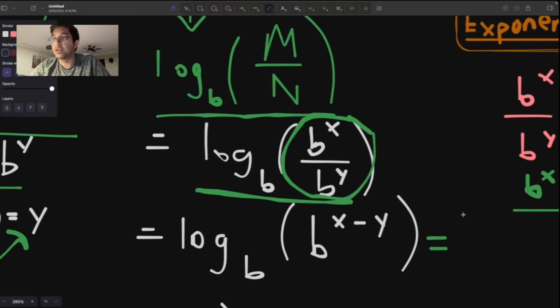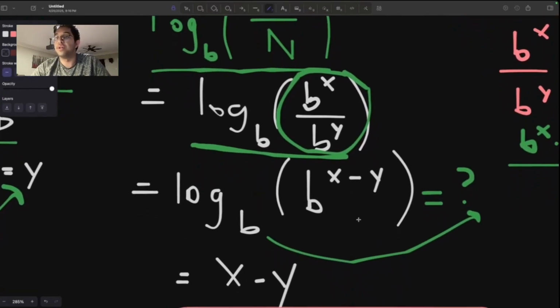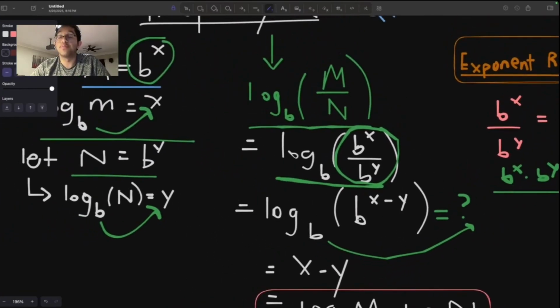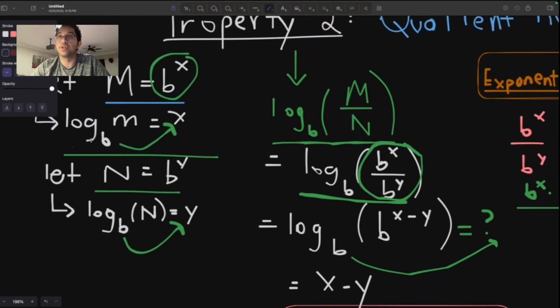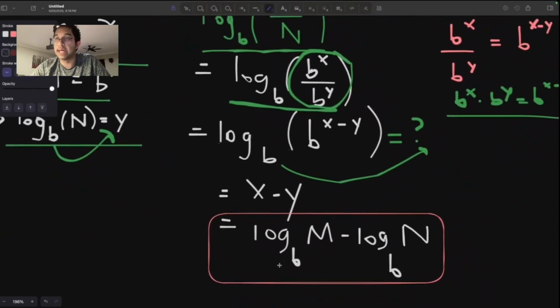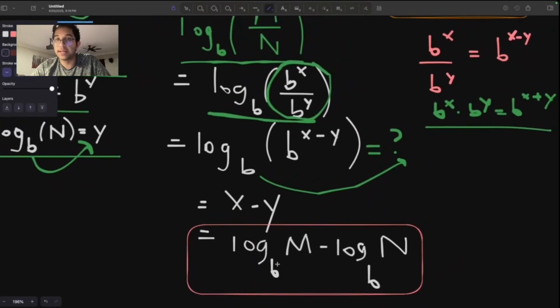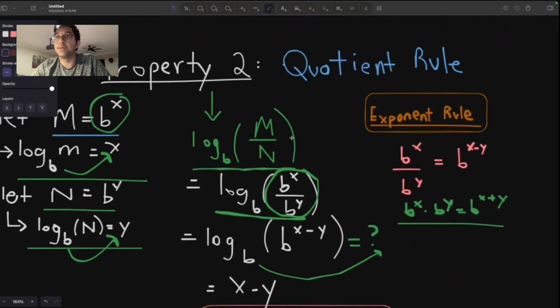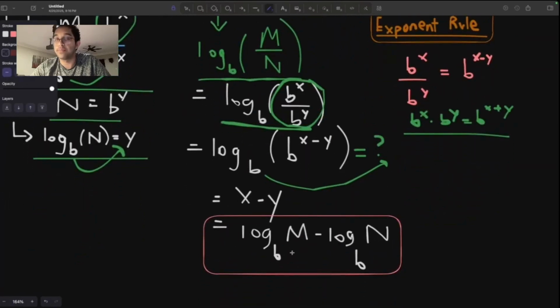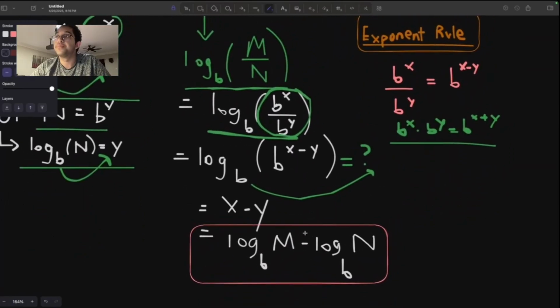We're looking right here: b to the power of what unknown equals b to the power of x minus y? And that unknown is x minus y. So we know what we defined x over here, we defined y over here. We simply plug those in and we get the final expression. So this tells you that log base b of m over n equals log base b of m minus log base b of n.